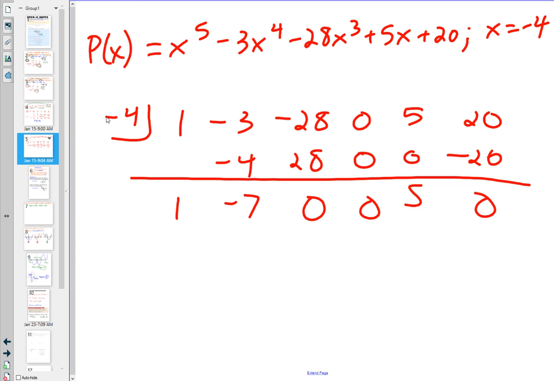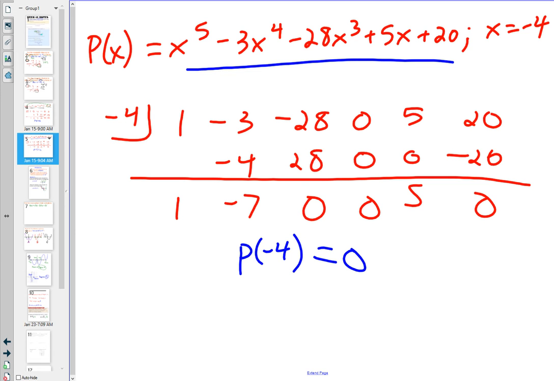They would look at something like this and say, what factor is revealed by this synthetic substitution? No mention of a factor beforehand. All I'm doing is evaluating. I know now that this polynomial evaluated at negative 4 would give me 0. But just coincidentally, because the remainder happens to be 0, what do I now know about at least one factor of this polynomial? What would be a factor? Very good, that's plus 4. Question there?